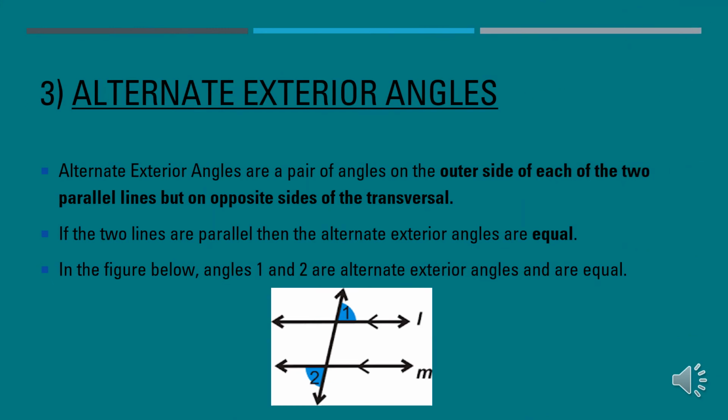Alternate exterior angles. Alternate exterior angles are the pair of angles which lie on the outer side of the two parallel lines. Now here, as you can see in the figure, angle 1 and angle 2 are alternate exterior angles. Now if the lines L and M are parallel, then the alternate exterior angles will be equal. So in the given figure, angle 1 and 2 will be equal if the lines L and M are parallel to each other.